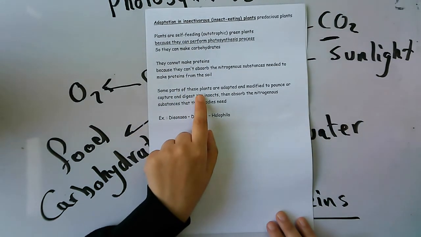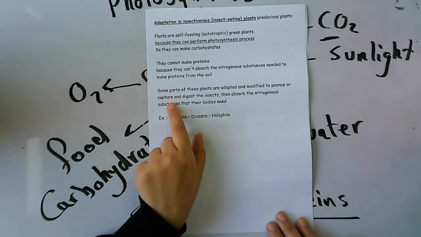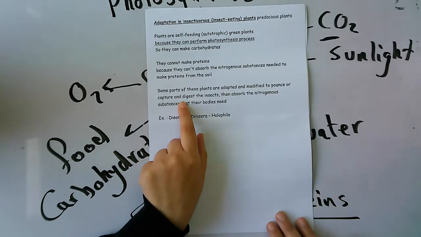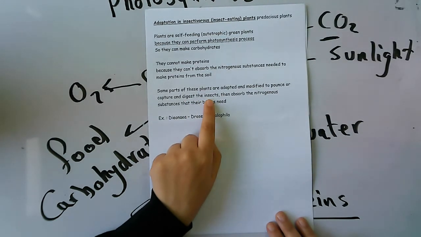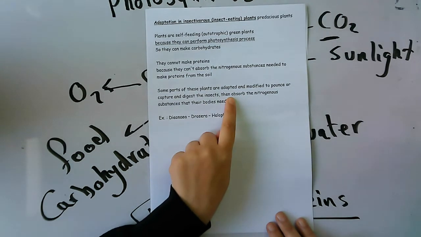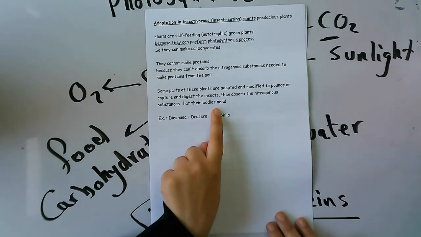Some parts of these plants, like the leaves, are adapted and modified to pounce and capture the insects, then digest them. The leaves are modified, and this kind of adaptation is structural adaptation because the structure of the leaves is modified so they can catch insects, then absorb the nitrogen substance from the insects that helps them to make protein. So they absorb nitrogen substance that their bodies need to make protein.